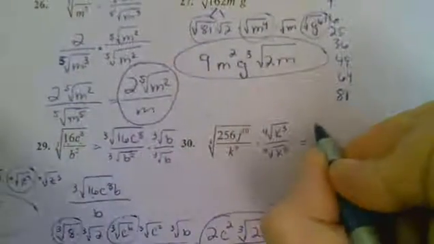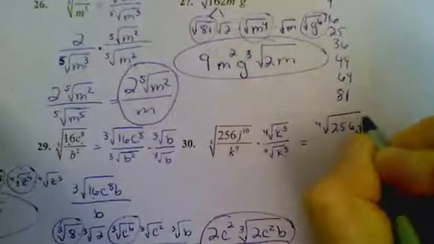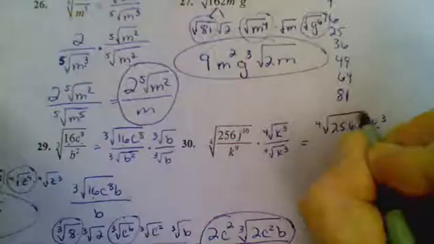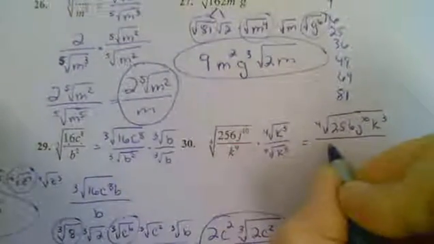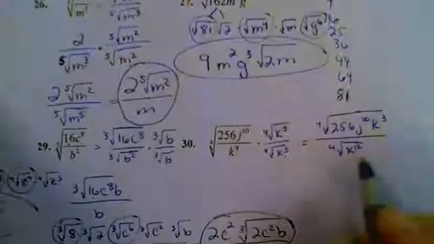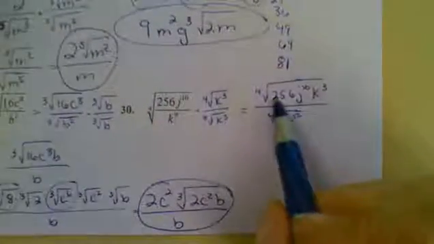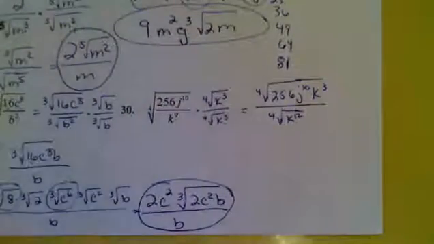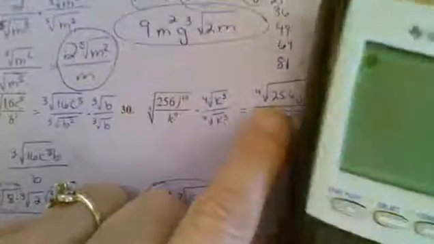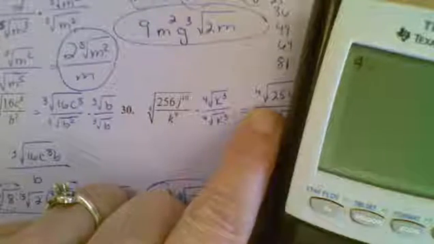So in the numerator, I've got the 4th root of 256 j to the 10th, k to the 3rd, over 4th root of k to the 12th. So in the denominator, I'm going to get k to the 3rd when I'm done. In the numerator, we have to simplify that. 4th root of 256. I have to think about perfect fourths now. Because that's an even number, I'm going to try to see if the fourth root comes out evenly. Because sometimes that number will just come out evenly.